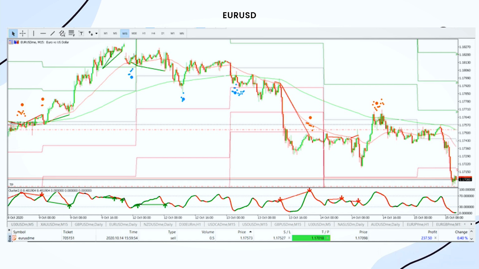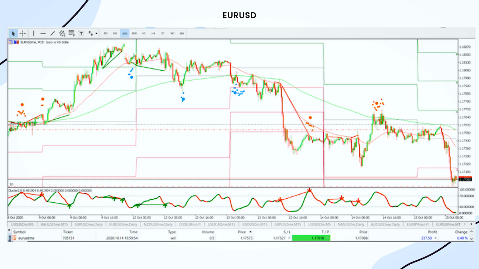As you can see in the chart, we've gone from an uptrend down to a downtrend. The trader has taken a short on Wednesday, and as of the point where we took this screenshot, they were still in the trade. It was very close to their take profit.